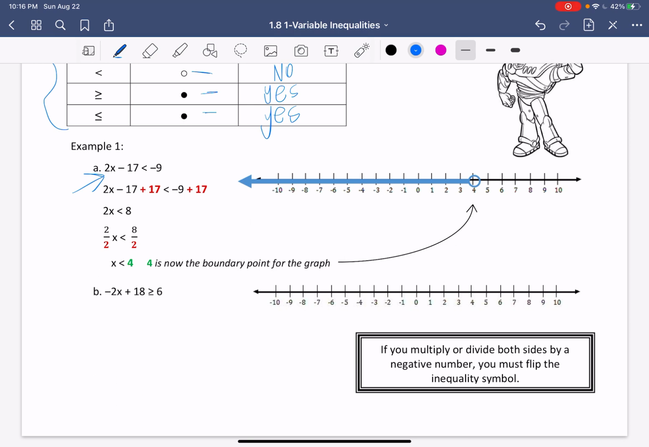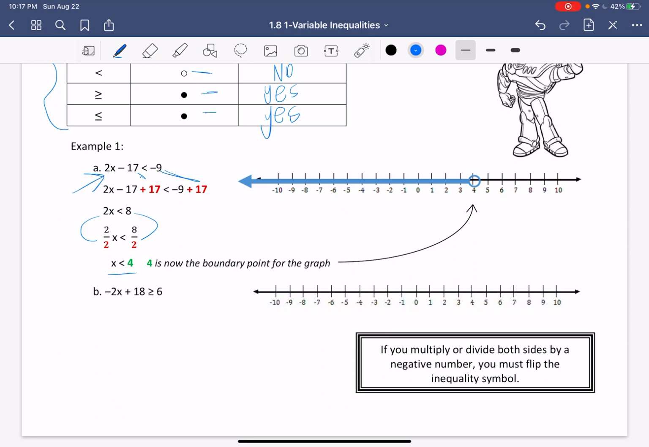So we're going to start by adding 17 to both sides. That clears it out on the left for us. Negative 9 plus 17 leaves us with 8. So we've got 2x is less than 8. Just treat it like it's an equal sign in the meantime. Just solve for x, right? So to get rid of 2, we are going to divide by 2 on both sides. So we're left with x. 8 divided by 2 leaves us with 4. So x is less than 4 is now what we have to graph, right?